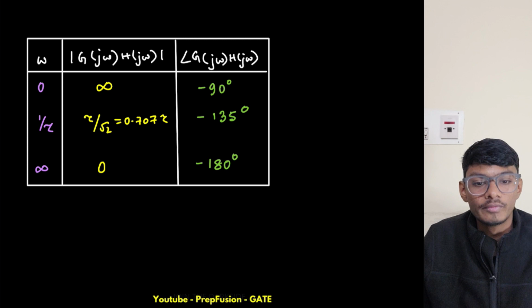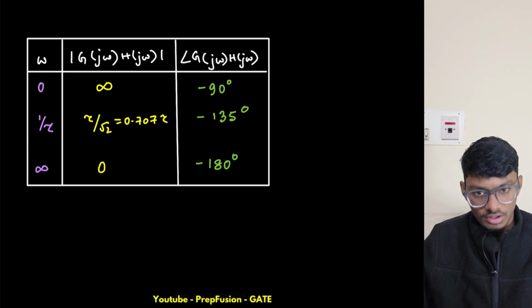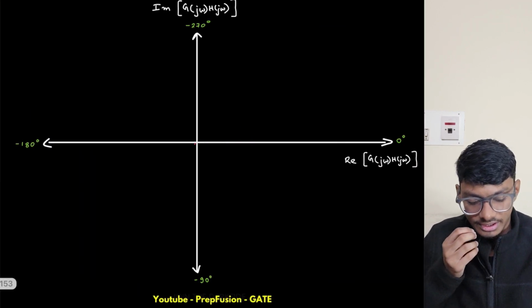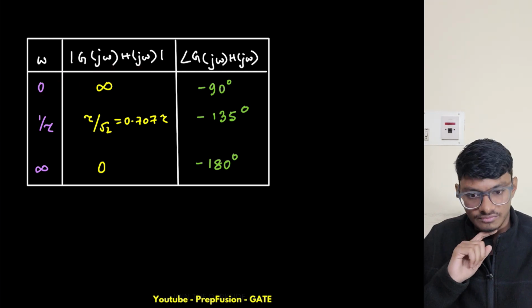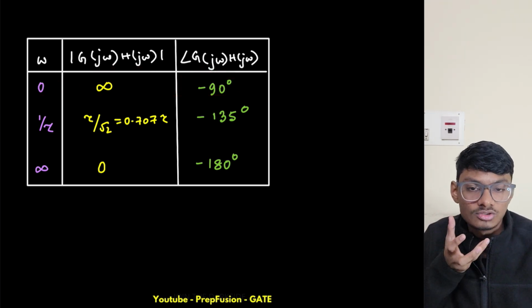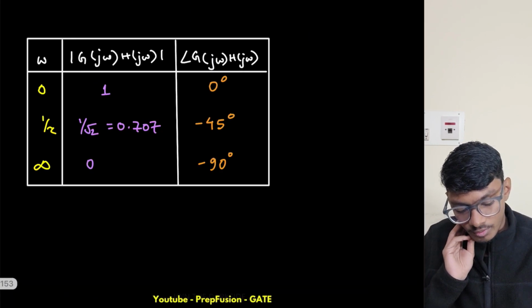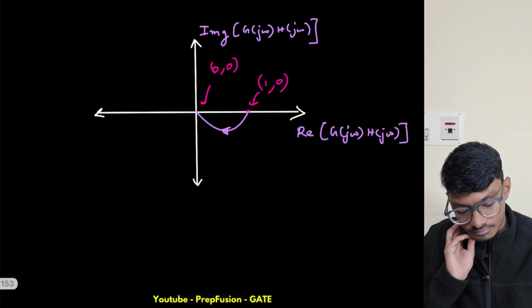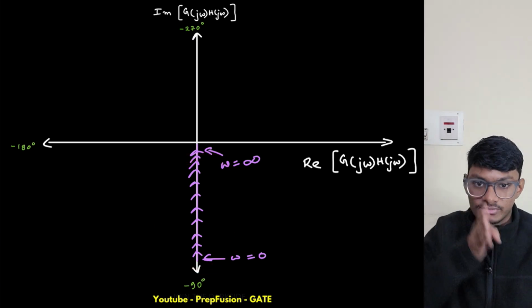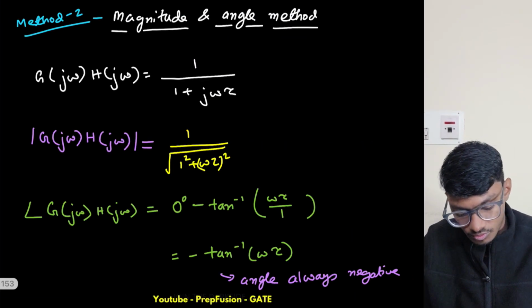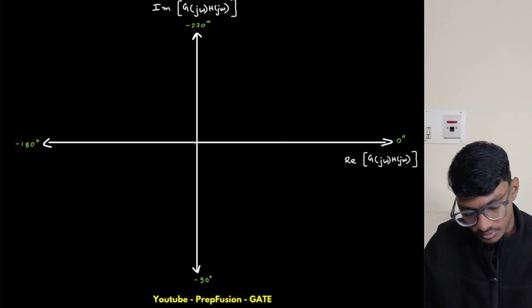So this is the angle of g of j omega. How will we plot it? What is happening is that as my omega is getting really small, the magnitude is tending towards infinity, and my angle is almost minus 90. So if omega is very small, this will follow like this one only. It will be like an asymptote. So for very small values of omega, it will follow like this one.